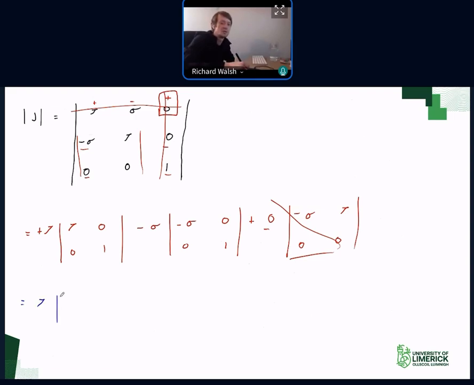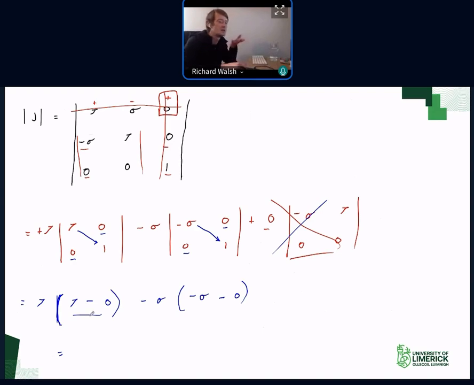So plus tau times, whoopsie daisies, multiply the primary diagonal together. So tau times 1 is tau, minus the other diagonals together. 0 times 0 is 0. I have minus sigma times the 2x2 matrix determinant, primary diagonal multiplied together. Minus sigma times 1 is minus sigma, minus the other diagonal. 0 times 0 is 0. As I say, this last one we can forget about because it's 0 times it.